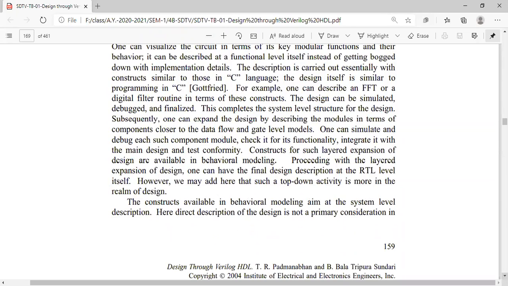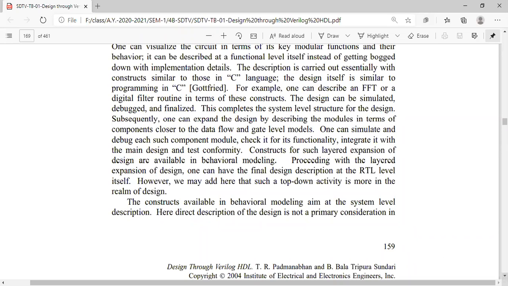Proceeding with the layered expansion of the design, one can have the final design description at the RTL level. Here this top activity is more in the realm of design, right? So in Verilog we can have RTL level design. What is RTL? Register transistor level design. This is possible in Verilog only, right?